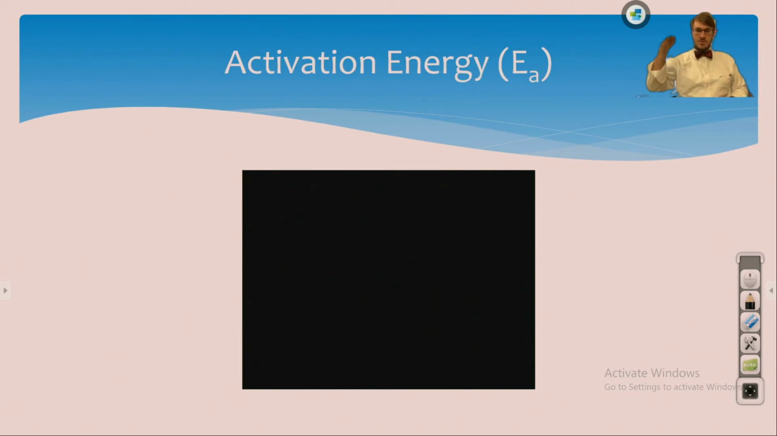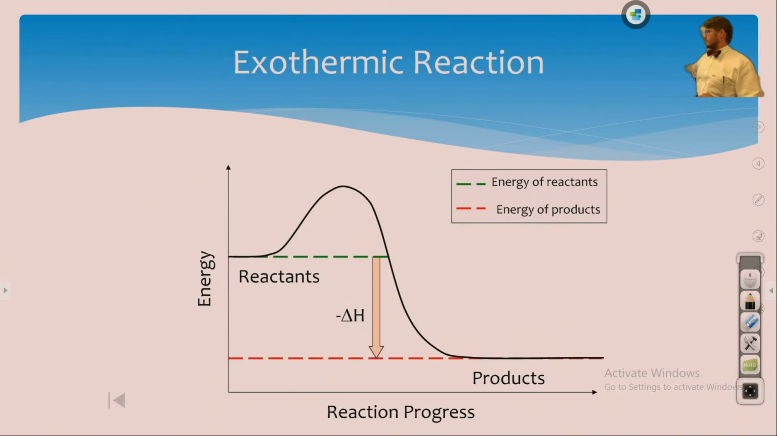That is exothermic and endothermic. Notice the endothermic actually has a higher energy state in the products. So let's keep going. Exothermic, we've already seen this. You can add this label to your exothermic reaction energy diagram.